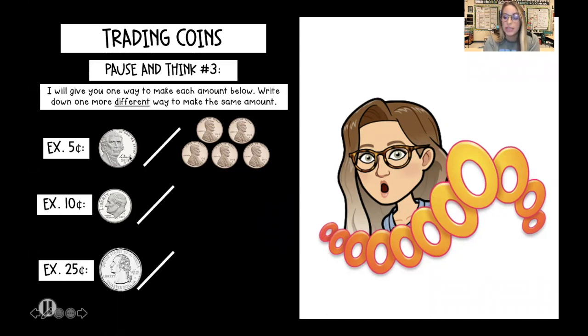Then I want you to do the same thing for this pause and think question for our dime and our quarter. What's another way to make 10 cents on this side? And what's another way to make 25 cents on this side? On your paper, if you don't want to draw the actual coin, that's fine. If you just want to write down 4 nickels, whatever you are writing, that's fine. You don't have to draw it. But if you'd like to draw it, that is fine too. Just make sure you're double checking your values before moving on. So go ahead and pause the video here, answer that question, and come back when you're finished.